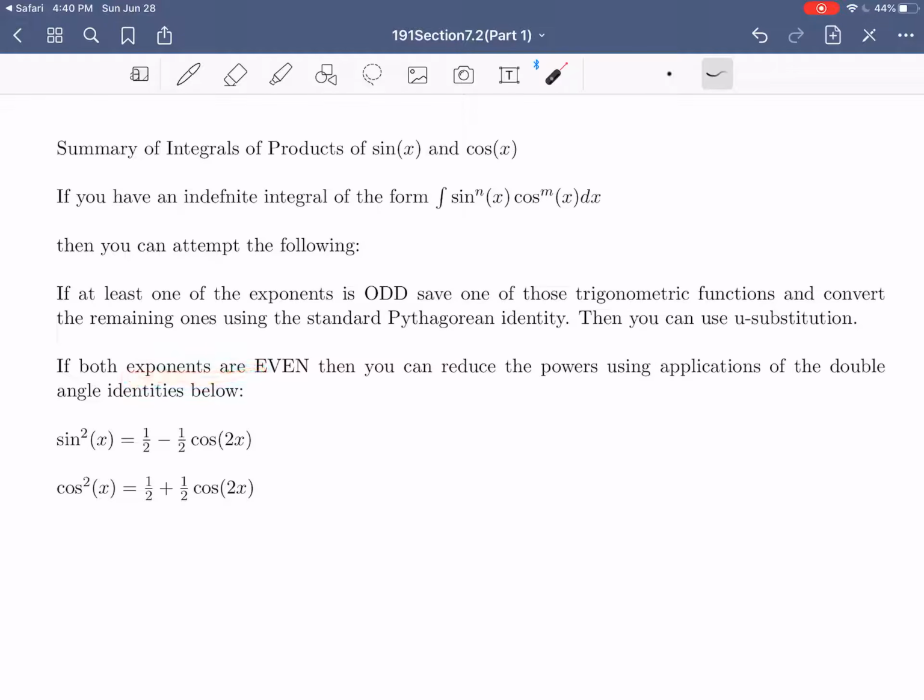Unfortunately, if both exponents are even, then you will need to use this double angle trick, and you will need to use one of these two expressions. Sine squared can be converted into 1/2 minus 1/2 cosine 2x.